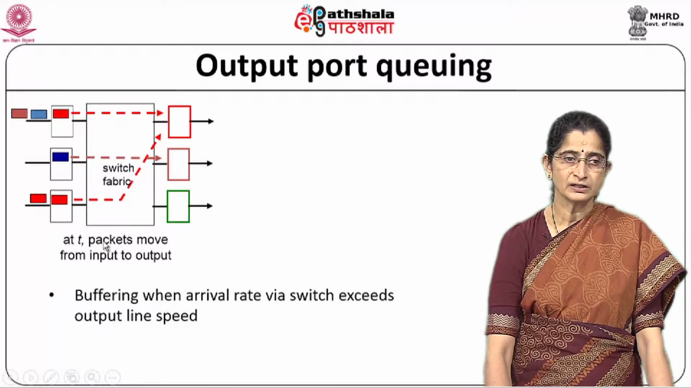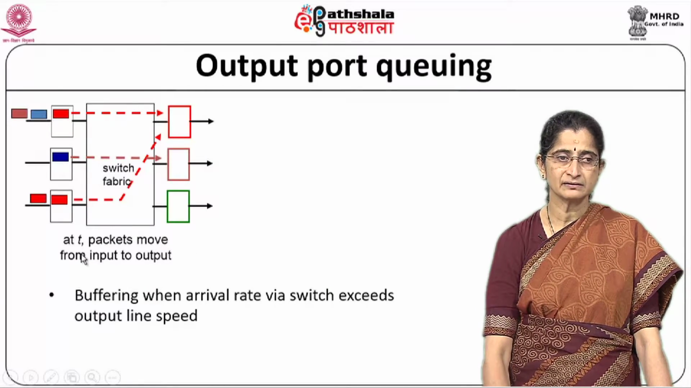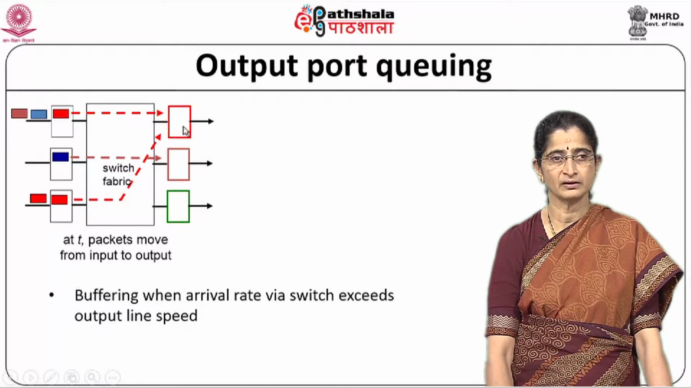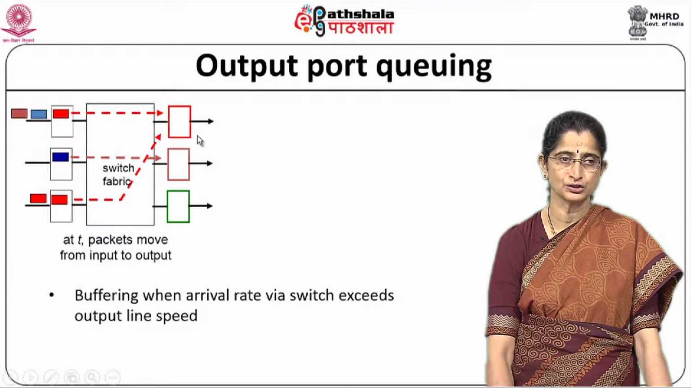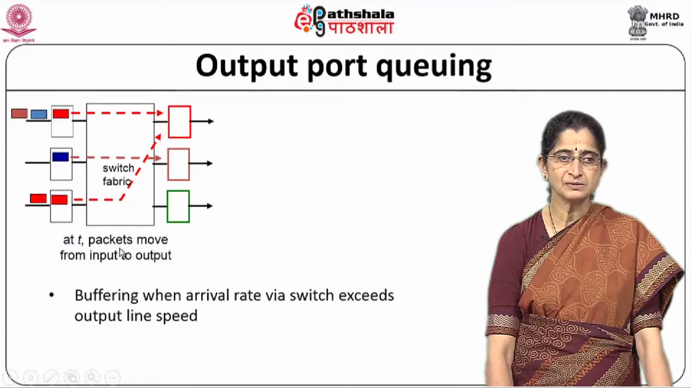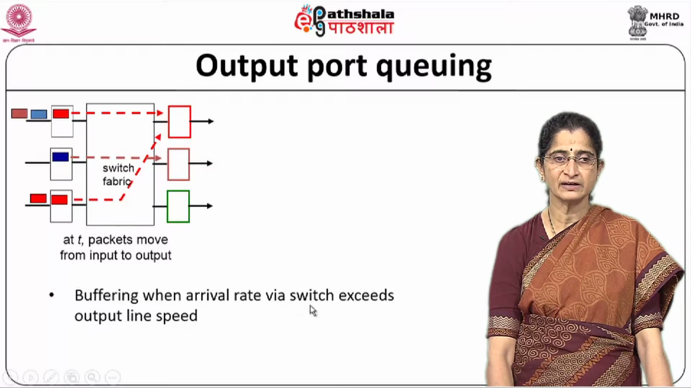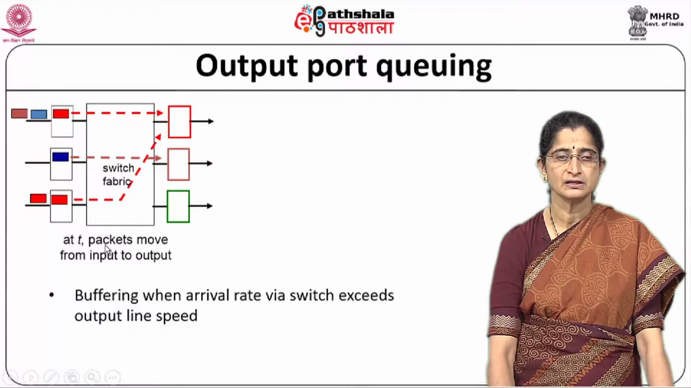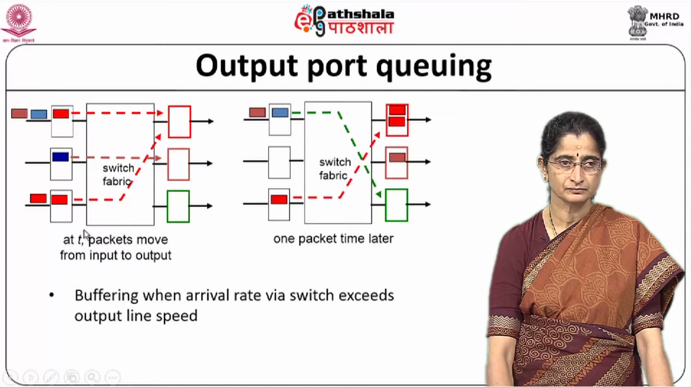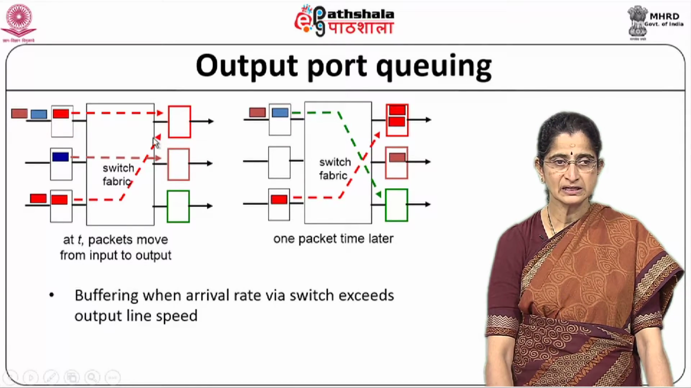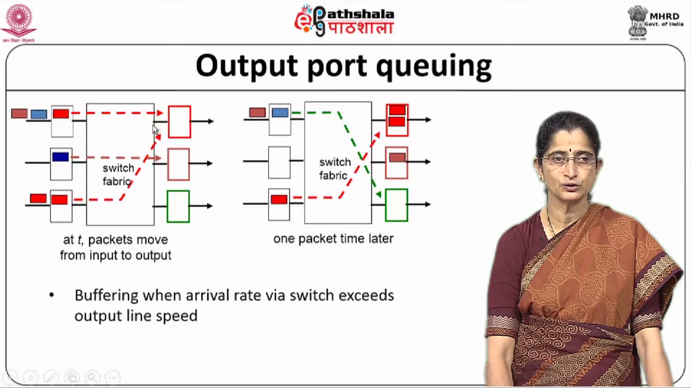Let us look at this output queuing a little bit more in detail. Typically, let us say at time t, the red colored packets have to be sent out to this port. So, at time t, packets move from the input to output port, with buffering when the arrival rate via the switch exceeds the output line speed. So, the packets are coming in from here, and if the output speed is less than the rate at which packets are coming in, now there are 2 packets coming in here.